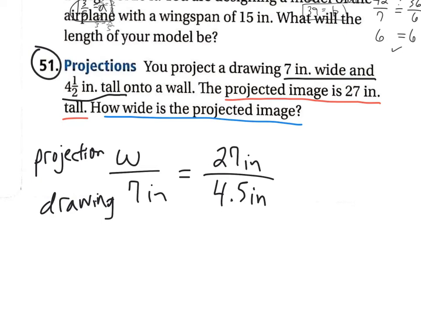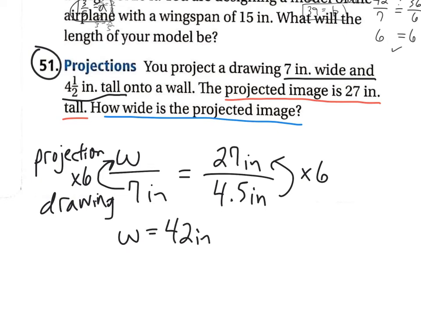And again, this just depends if you have a calculator or if you're able to see this really well. Otherwise, you could just multiply by 7 on both sides. This happens to be, if you did 27 divided by 4.5, you would get 6. And if we go towards the variable, then that would be multiplying because the number is getting bigger. So multiplying by 6. If we multiply by 6 on the other side, that would be 42 inches. So basically what we're saying is the projection is 6 times bigger than the drawing is.